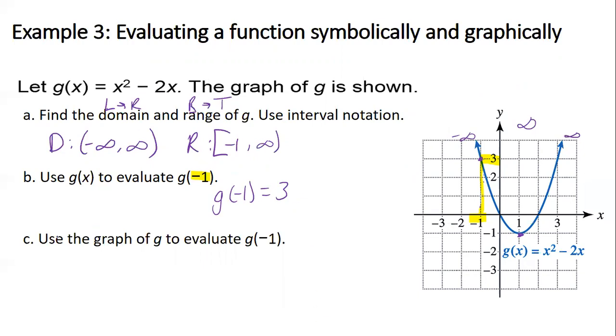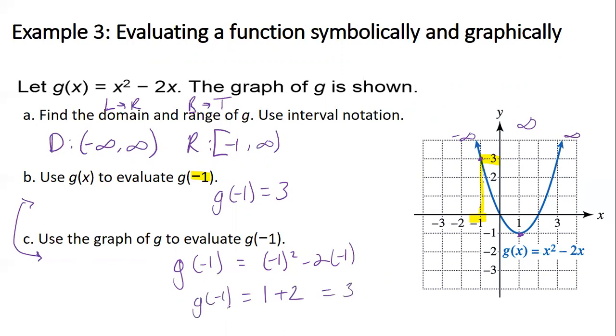If I was to use the, oh, I did it backwards, my bad. Switch these around. If I was to evaluate using the function, I'm looking for G of -1. That means I have -1 squared minus 2 times -1. A negative times a negative is a positive, and what do I get? So whether I'm solving it symbolically with the equation or visually with the graph, I still got the answer of 3.